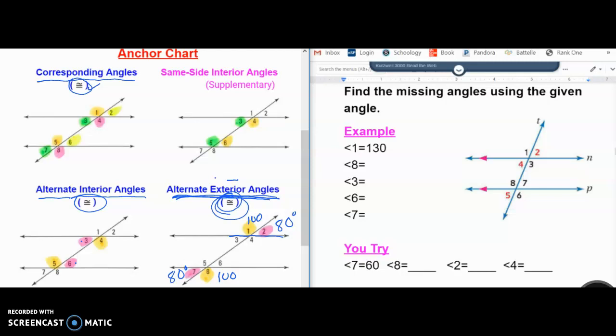Okay, so now that I explained the anchor chart, let's quickly do the examples, okay?